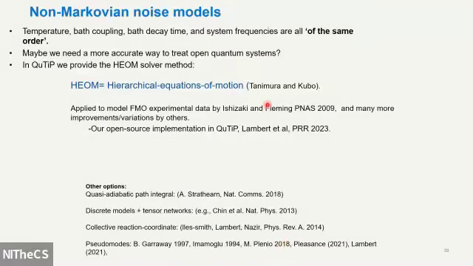So this is exactly what Ishizaki and Graham Fleming did in their 2009 paper. And it's basically what we're going to show here. We have an implementation of this method in QuTiP, and this method is called the hierarchical equations of motion. And this also comes from the physical chemistry community, by Tanimura, who is a professor currently at Kyoto University, and Kubo, who is the Kubo of the Kubo formula, if you're familiar with some statistical physics. This is not the only way to skin this cat.